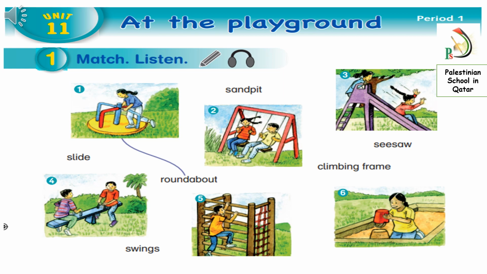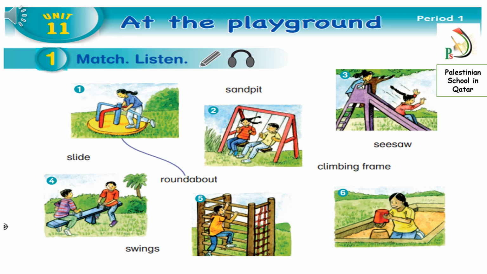So, as I told you, I want you in this activity to prepare your pencil first, then match the pictures with the suitable words. For example, picture number 1, she likes the roundabout. So, we match picture number 1 with the word roundabout. Let's just try to read the words together. Slide, swings, sand pit, seesaw, climbing frame.